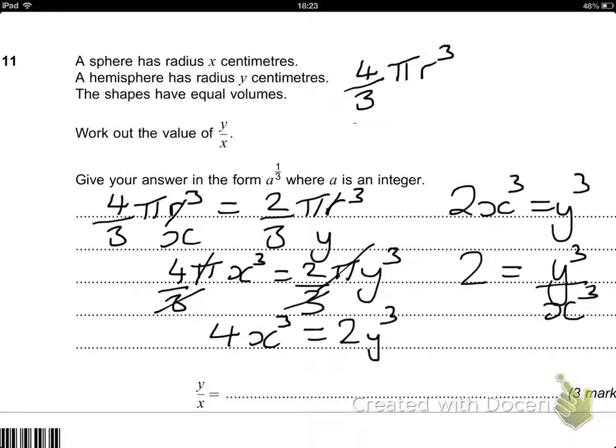To get from y cubed divided by x cubed to y over x, you cube root the right hand side, so you have to cube root the left hand side. So if you cube root the left hand side, you get the cube root of 2, and that is written as 2 to the power of 1/3, as requested by the question here.